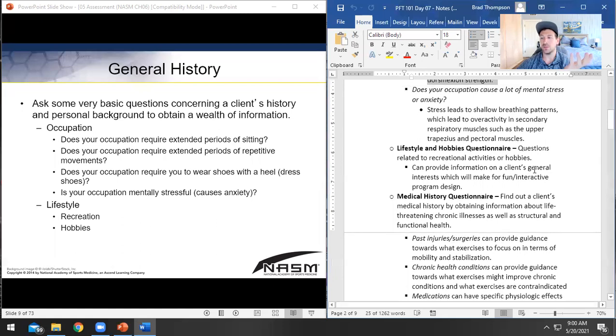And then, does your occupation cause you a lot of mental stress or mental anxiety? We know that stress often leads to shallow breathing patterns. Those shallow breathing patterns use the secondary respiratory muscles that we talked about, right? Your pectoralis, your trapezius muscles, your sternocleidomastoid. It uses all those muscles that help you breathe under stressful or physically demanding situations. But those are also posture muscles. Unfortunately, those also play a role in your shoulder posture and things like that.